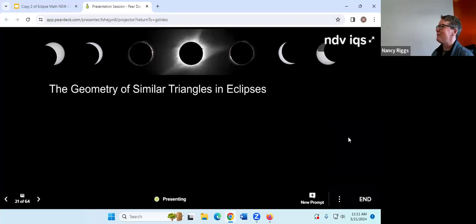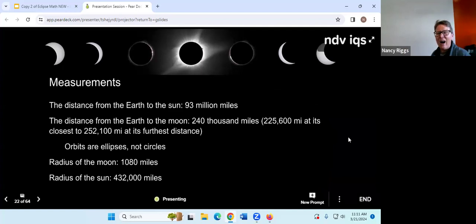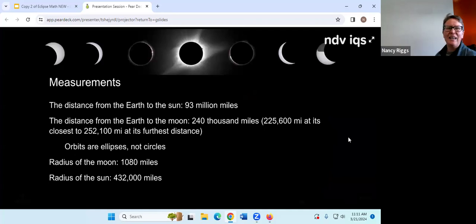All right, this is about math. Let's talk about geometry. I know everybody loves geometry. So I am going to start with a couple of measurements. The distance from Earth to the sun is approximately 93 million miles. It's a really, really long way. The distance from Earth to the moon is about 240,000. Now you'll notice I've got a couple other numbers in there as well. We're going to come back to that a little bit later and talk about that. But we do have a bit of a range there.